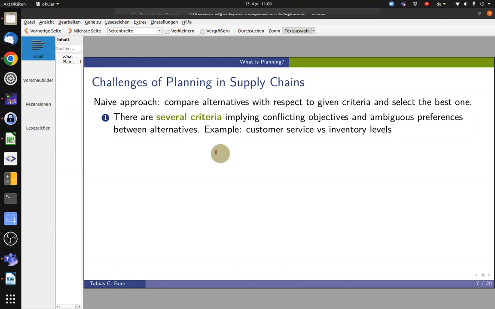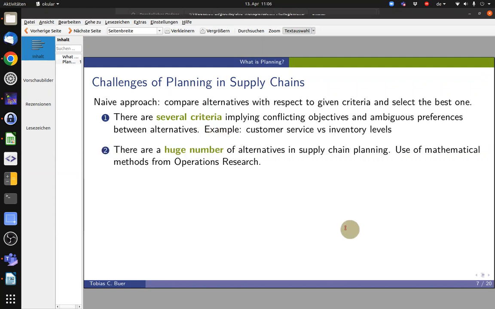However, a high level of inventory also means that we have high inventory holding cost and high cost of capital. So the more inventory we have, the higher our costs. So already in this quite simple situation, we have two criteria that we need to trade off against each other. Usually we have many more criteria to consider when we evaluate alternatives.